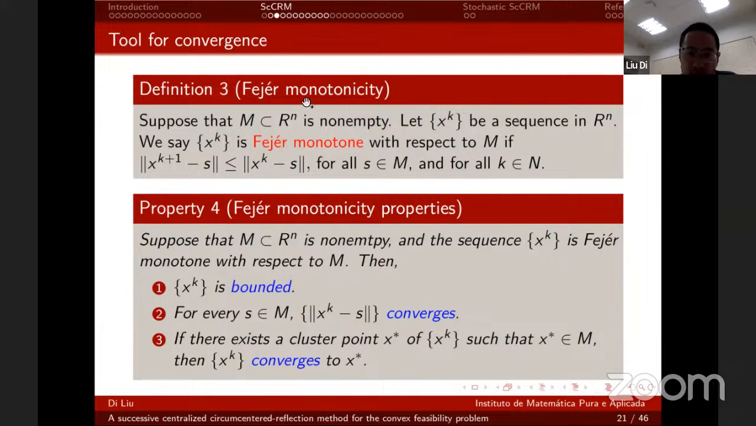We use the Fejér monotonicity. But actually, I think we can also use the second way, which is related with the firmly non-expansiveness and the fixed point iteration for the SCRM or CRM, which is also possible.